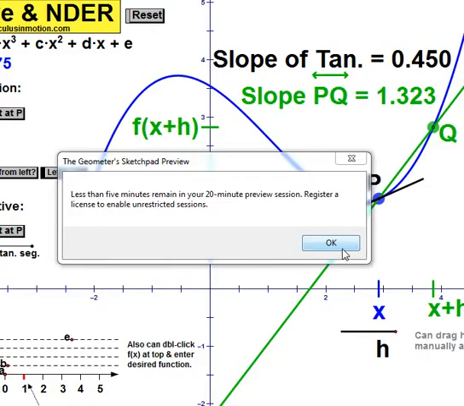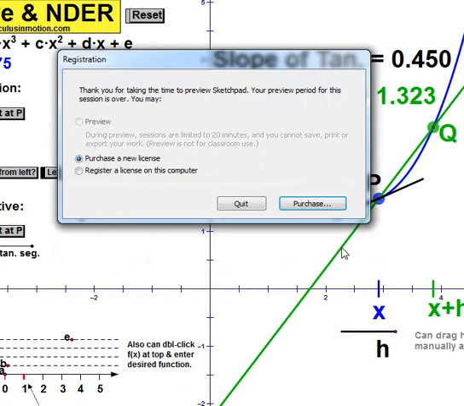Once you finish, do the next problem. Find the equation of the tangent.